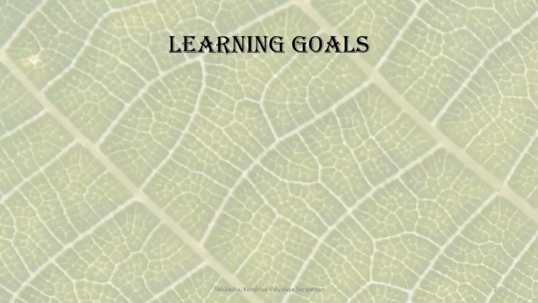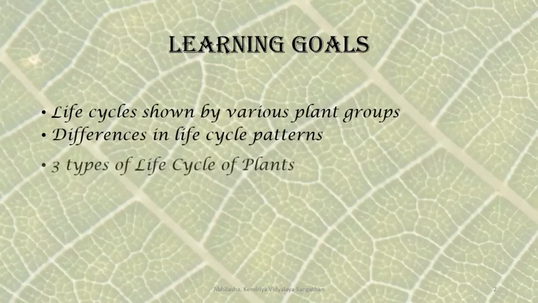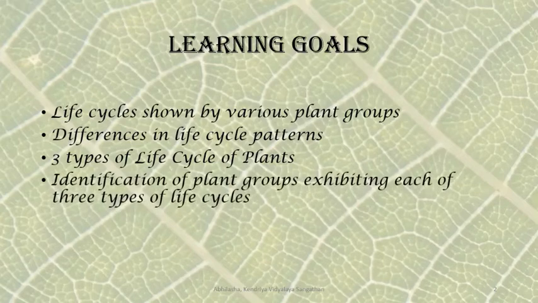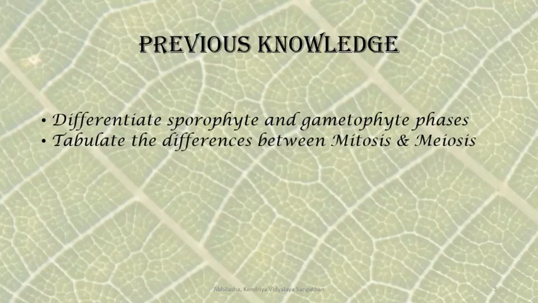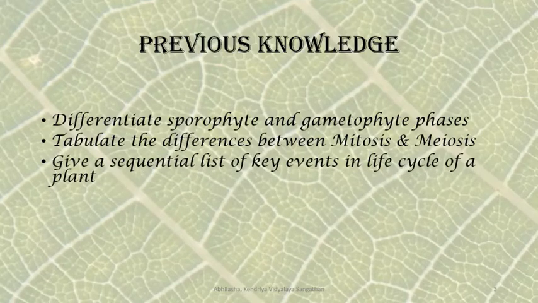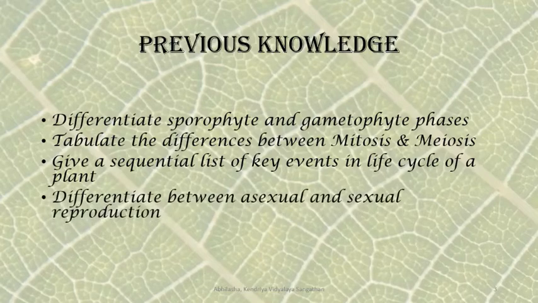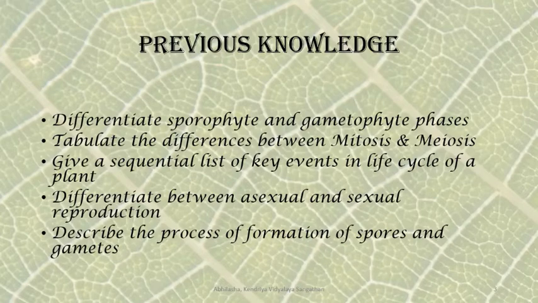These are the things that you'll be able to do by the end of this session. But before we proceed, you should be able to differentiate sporophyte and gametophytic phases, tabulate the differences between mitosis and meiosis, give a sequential list of key events in the life cycle of a plant, differentiate between asexual and sexual reproduction, and describe the process of formation of spores and gametes.